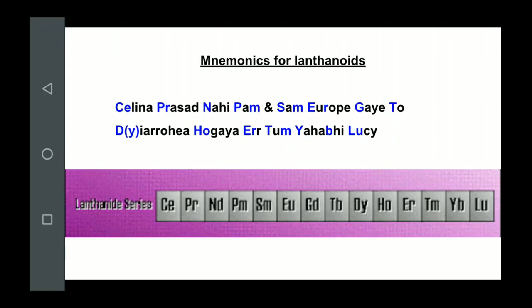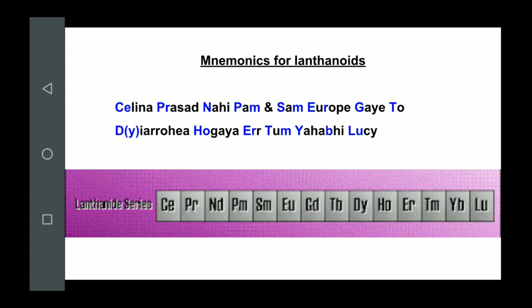So Selena ka CE, Prasad ka PR. All the alphabets that are written in blue are one of the lanthanoid elements, and these words are arranged in such a way that they will give you the lanthanoid series in order. So C is for cerium, Prasad ka PR is for praseodymium, then comes nahi ka N, but here D is not written, that you have to memorize, that it is ND representing neodymium.